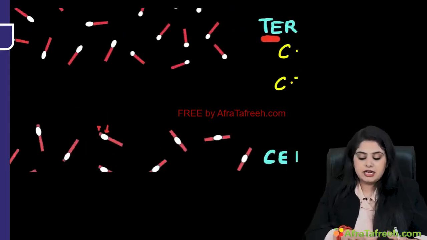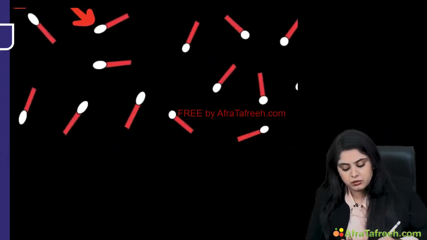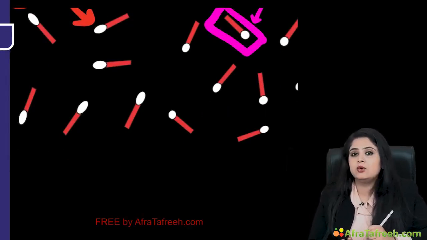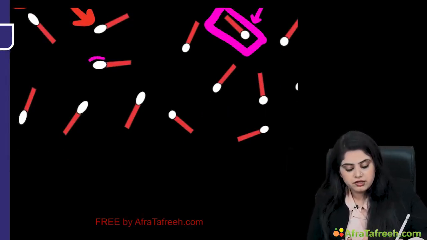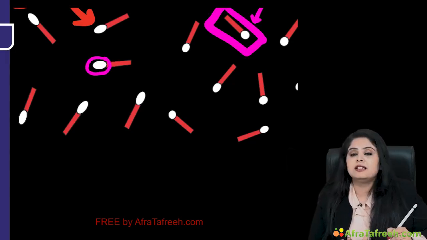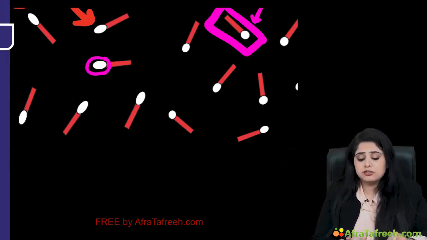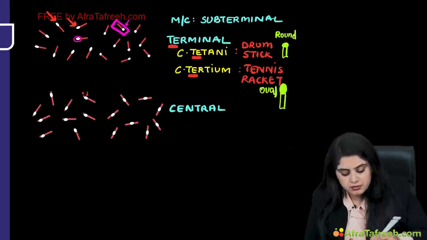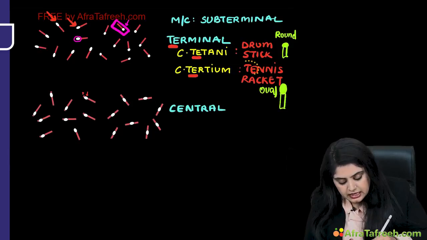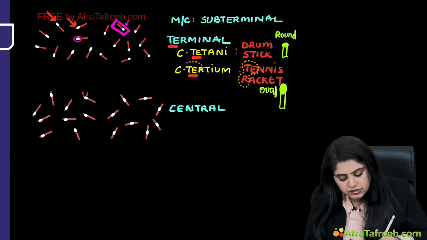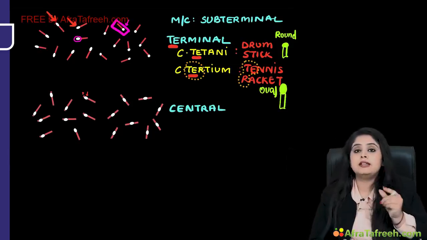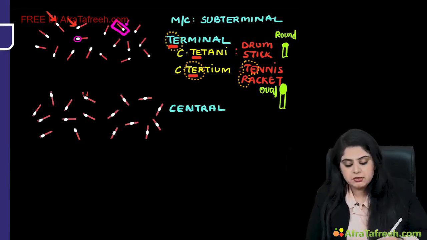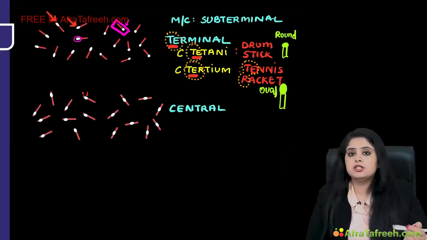So now I'll zoom in and I'll ask you, compare. Look at this one. You will say, ma'am, over here, there is a round appearance. So this will be tetani, drumstick. Whereas over here, there's an oval appearance. This looks like a tennis racket. Tennis racket means tertium. Please don't forget in the exam, what is drumstick, what is tertium, or what is tennis racket, because when you say TER for tennis racket, you say TER for tertium. Tennis racket is tertium and drumstick is tetani. So remember, terminal, tetani, tertium, tennis racket.